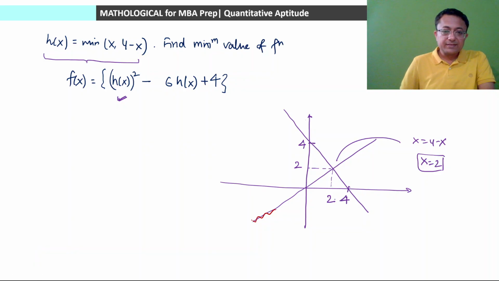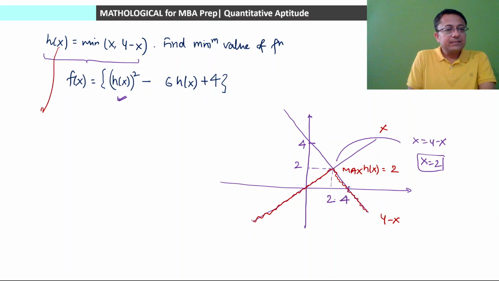h(x) will be, when x is less than 2, equal to the line x. And when x is greater than 2, h(x) will be equal to the line 4 minus x. So the maximum value of h(x) will be equal to 2, and the minimum value will be minus infinity. The range of h(x) is from minus infinity to 2.